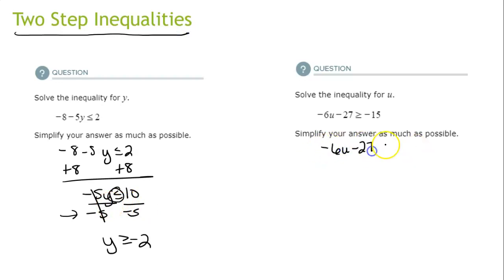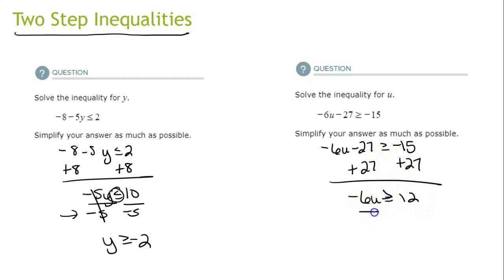-6u minus 27 is greater than or equal to -15. We're going to add 27 to each side, so we get -6u is greater than or equal to 12. And then we're going to divide both sides by -6. Think to yourself, what do we need to do when we divide both sides by a negative? Well, the greater than or equal to needs to change to a less than or equal to. So u is less than or equal to -2.